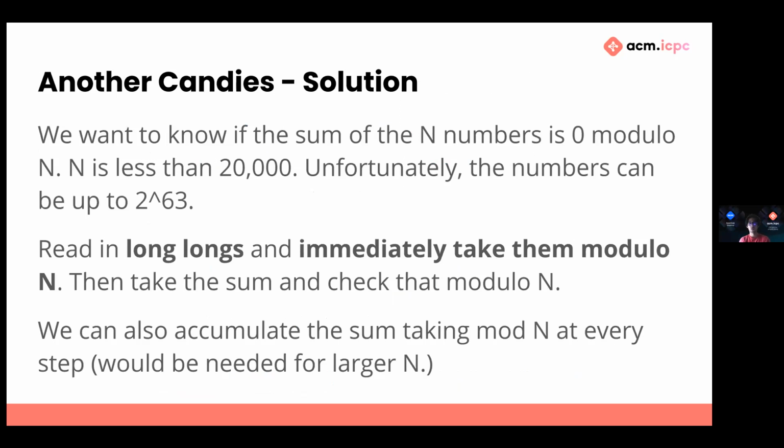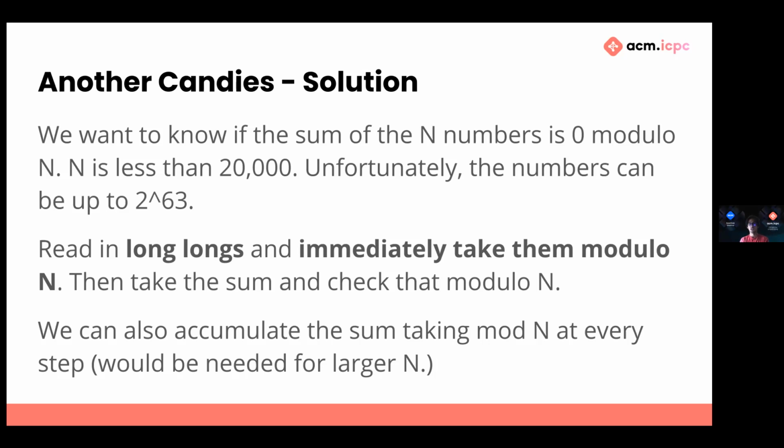The way we can do this is add up all the candies that all the children have and take the mod of that by n and check if that number is equal to 0. But there are a few caveats to this question that don't make it that simple. First of all, the number of candies that a single child can have can be up to 2^63. What that means is that you can't just read it in like a regular integer. You'll have to use long longs.